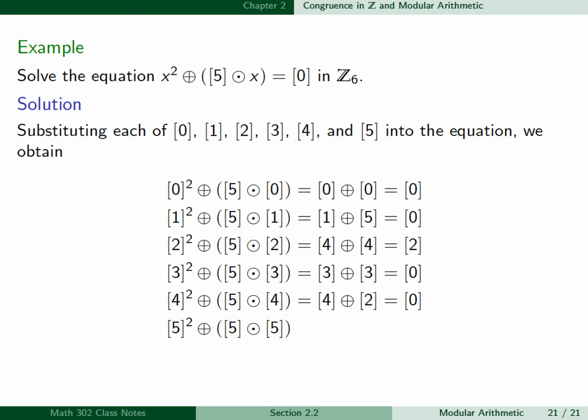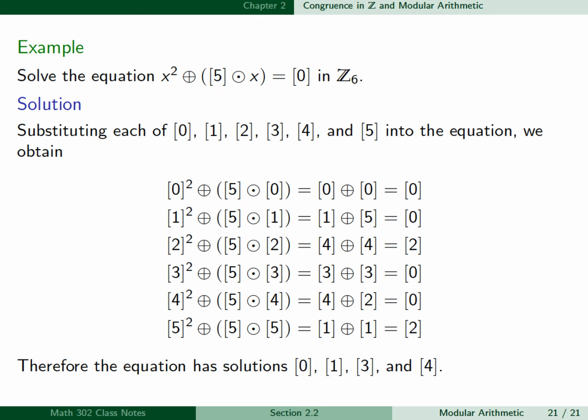Whoops, I'm sorry, I left off 5. So 5 gives us 5 squared plus 5 times 5, which is 1 plus 1, which is 2, which is not a solution. So therefore the equation has solutions 0, 1, 3, and 4.